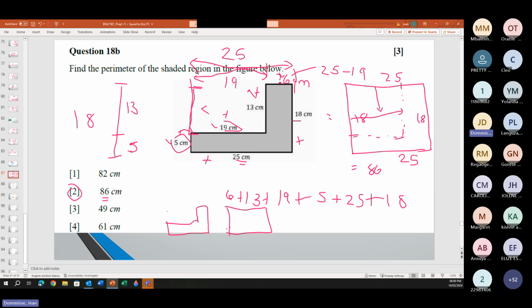There's definitely a difference in the area, because in this one that will be a full area, whereas in this one you actually don't have that area. So the area will definitely be different, but for the perimeter, exactly the same.